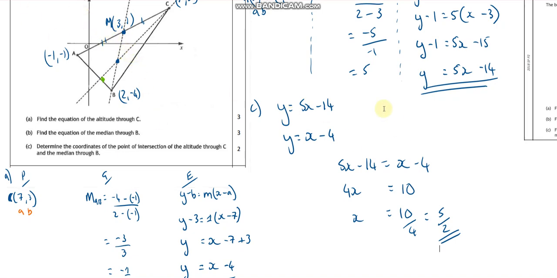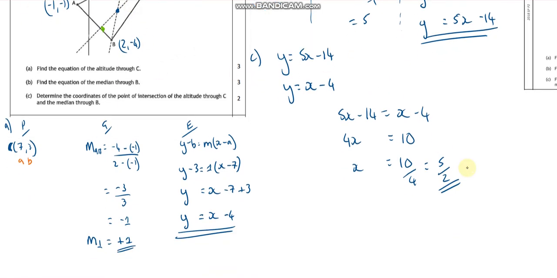Then all I have to do is substitute in. So I'll use my easy equation. I'll say y is 5 halves, take away 4. How many halves have I got in 4? It's going to be 8 halves. So 5 take away 8 is going to be negative 3 over 2.